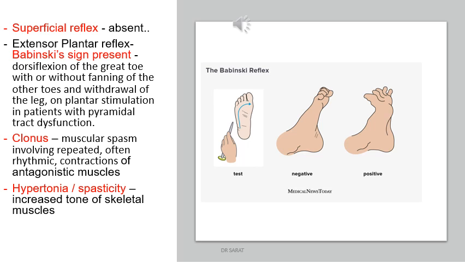Then hypertonia or spasticity. The tone of the muscle is hyper, means it is spastic. There is an increased tone of skeletal muscle seen in the upper motor neuron lesion.